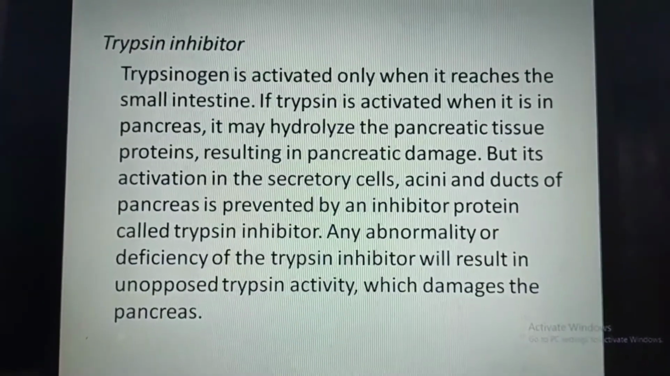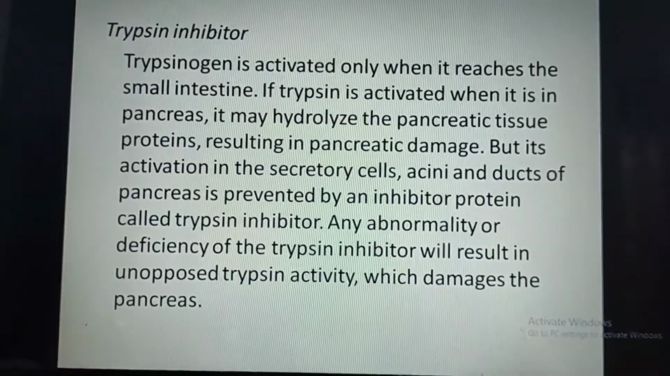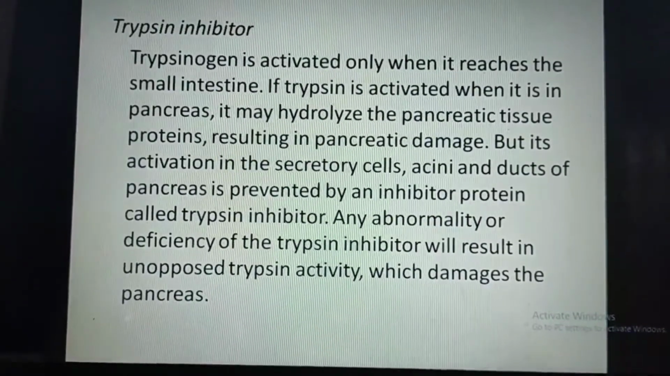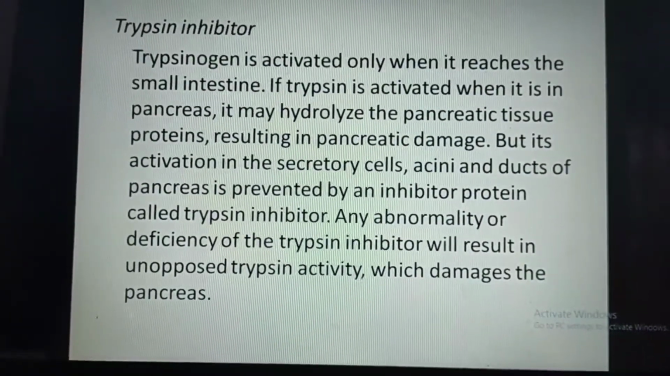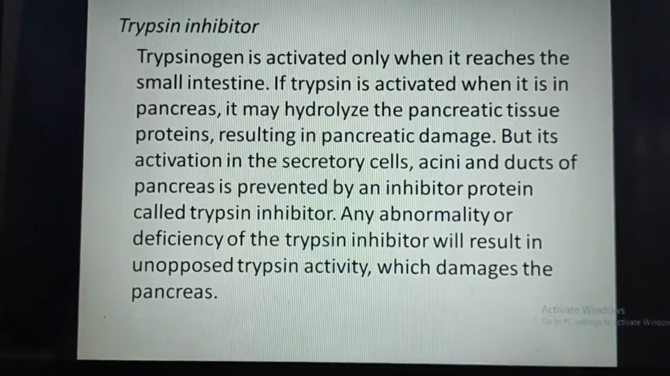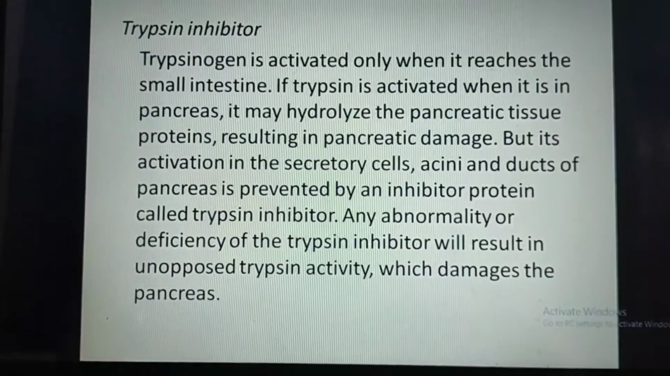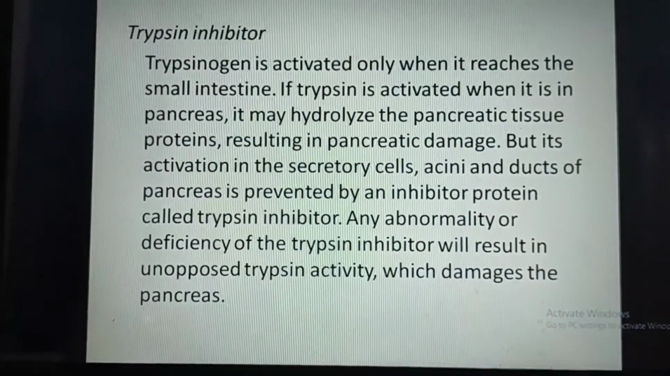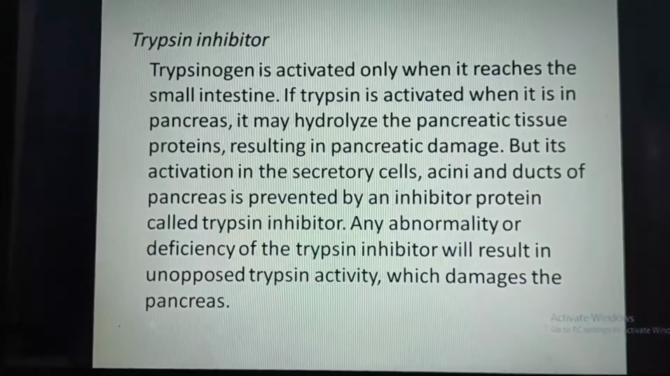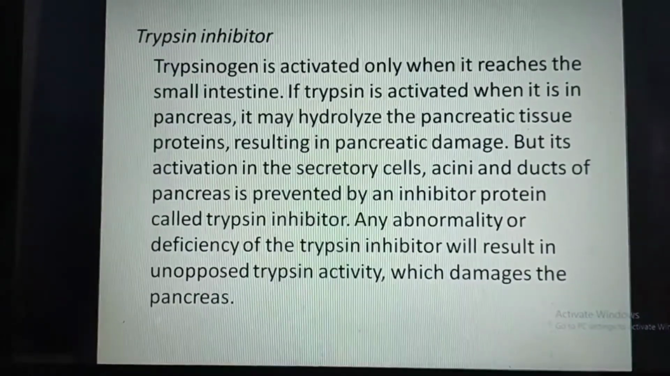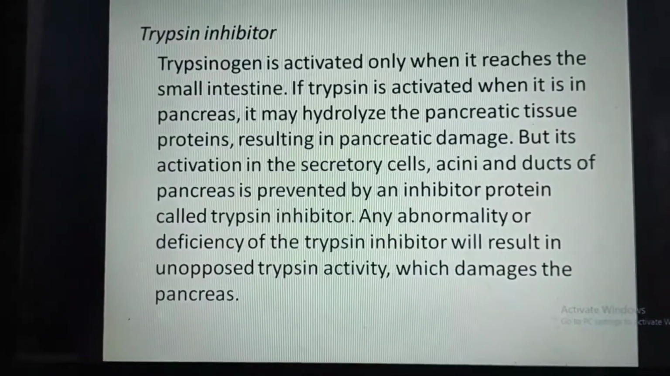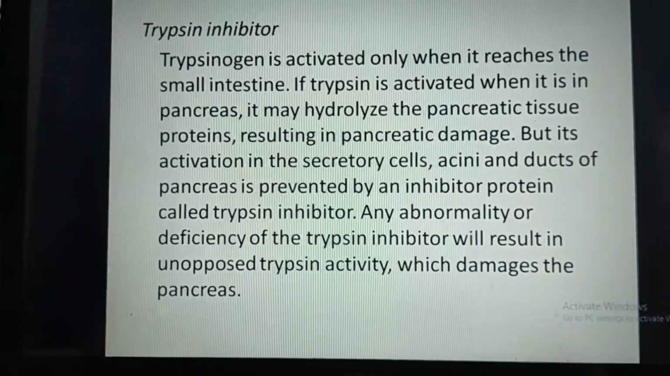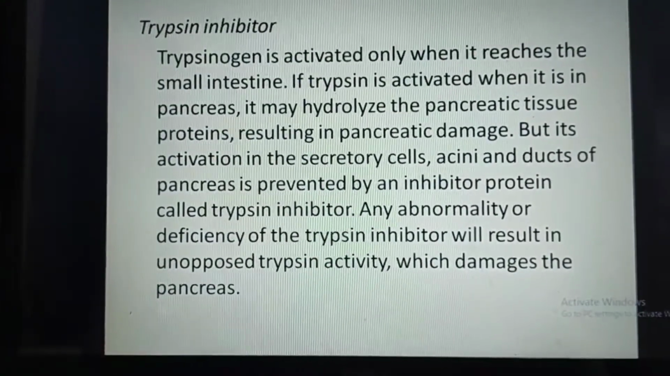Trypsin inhibitor. Trypsinogen is activated only when it reaches the small intestine. If trypsin is activated when it is in pancreas, it may hydrolyze the pancreatic tissue proteins, resulting in pancreatic damage. But its activation in the secretory cells, acini, and ducts of pancreas is prevented by an inhibitor protein called trypsin inhibitor. Any abnormality or deficiency of the trypsin inhibitor will result in unopposed trypsin activity, which damages the pancreas.